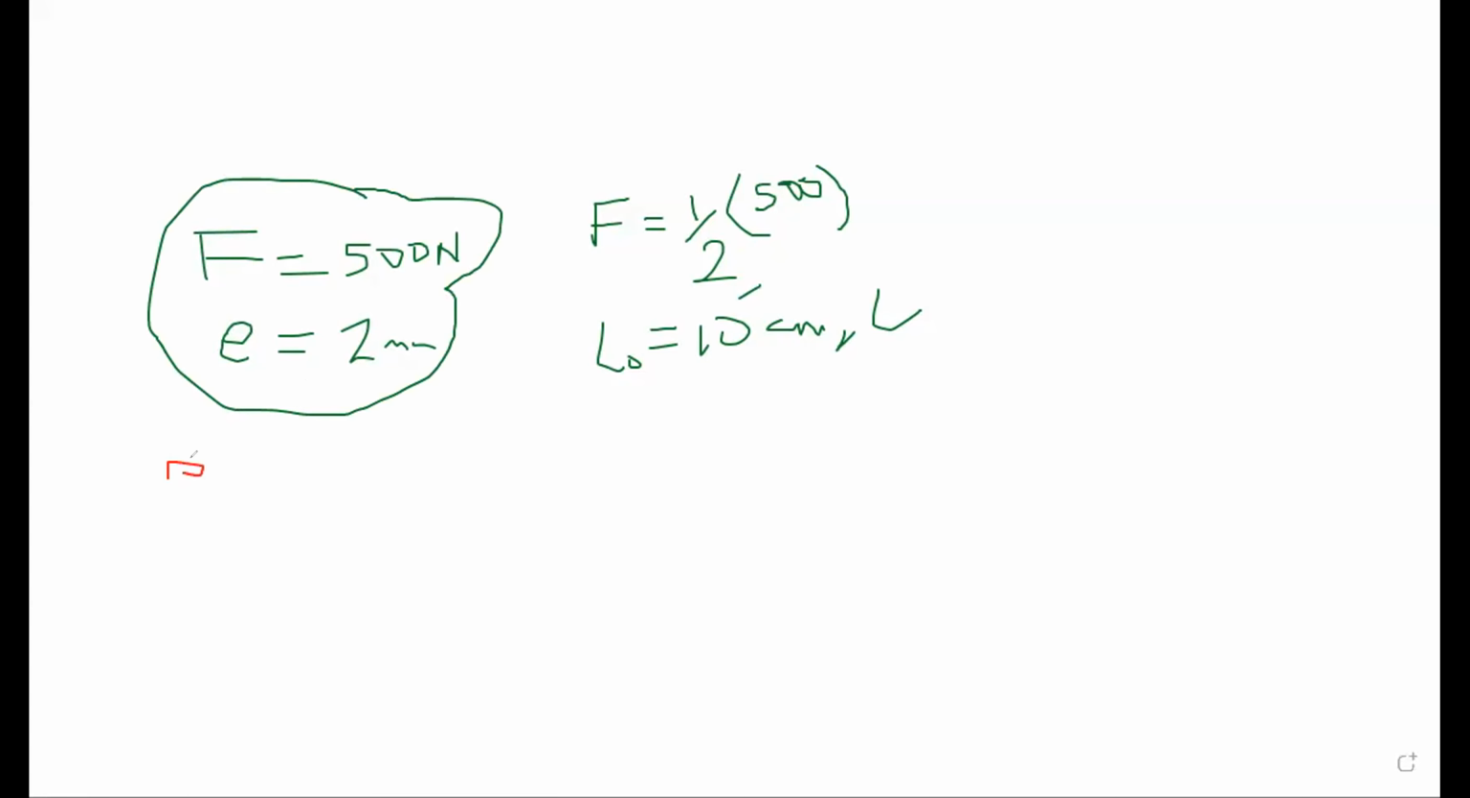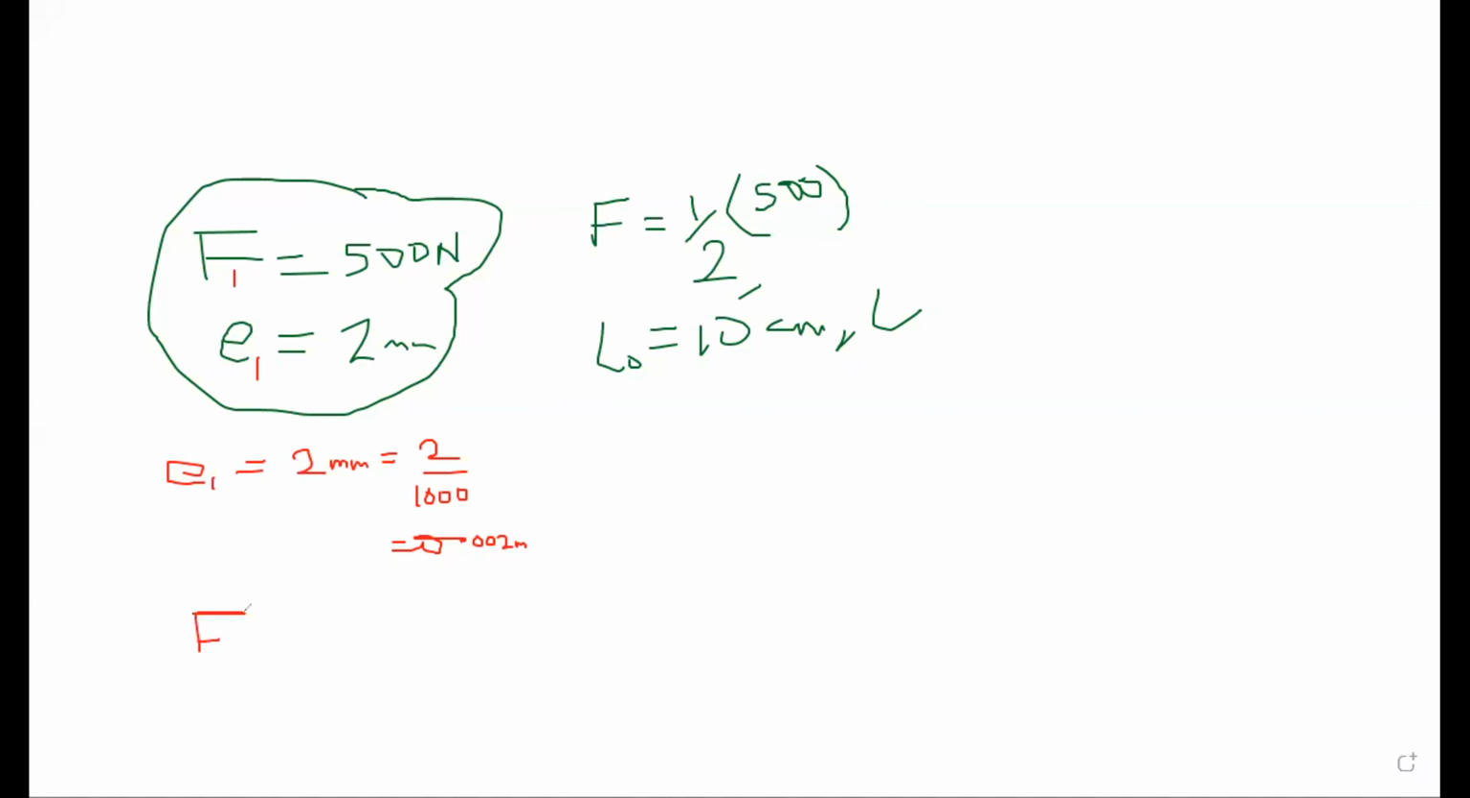So that extension, I'm going to call it E1, and I'm going to call force 500 F1 also. So our extension one, which is 2 millimeters, if I'm to change it to meters, it's going to be 2 out of 1,000, which will give us 0.002 meters.